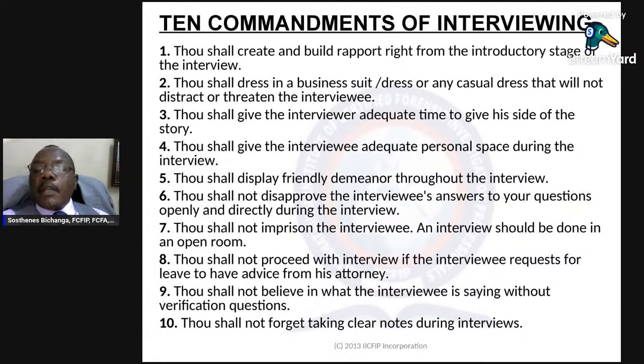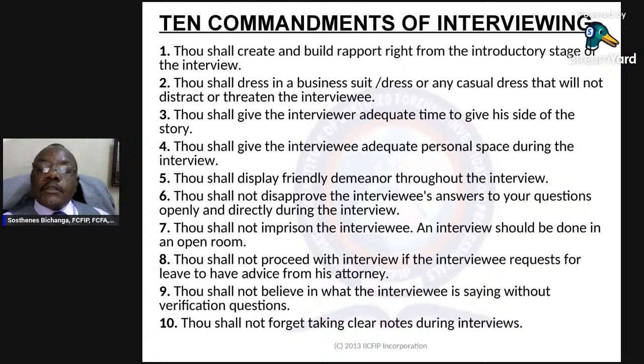Even the commandments of God, which He gave to His people in the Garden of Eden, not all were positive. Some of them were negative. Don't do, don't do, don't do. Commandments are just like that. And these are the 10 commandments. They are going to tell us what to do and what not to do during interviewing.